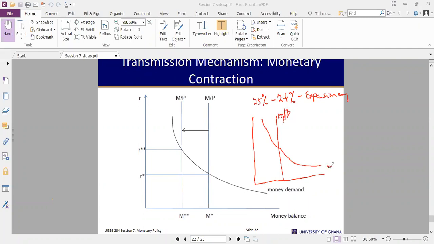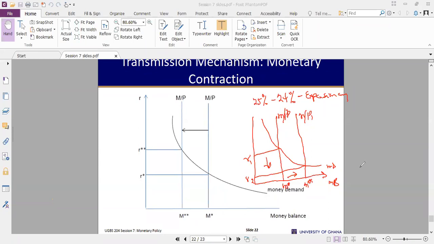This is our MD money balance. This is our money balance one. Because this has decreased from 25 to 24, it's an expansion, and we are expecting money supply to increase. If money supply is increasing, you would have something like this, MP, let's say one. If we trace this, you see that interest rate has decreased to two. And now this has increased to M star star.